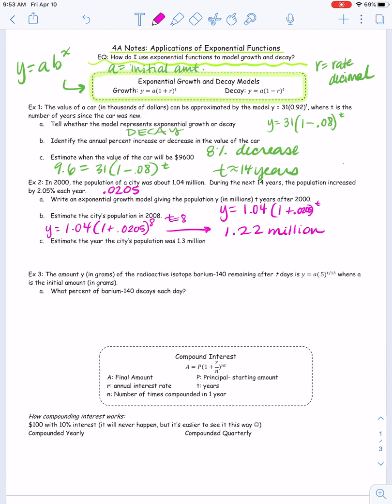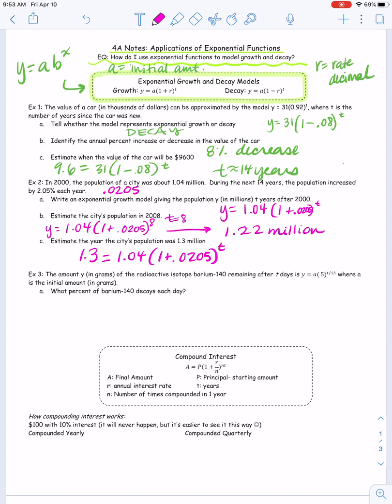Part C, it says estimate the year the city's population was 1.3 million. Okay, so that's a little bit more than what we just got. So we know it's going to be after the year 2008, right? Because it needs to get higher. So that is our y value. 1.3 million is the y value that we're trying to achieve. Our initial value, the rate of growth. Now I want to know what t value is going to give me that population of 1.3 million. So this is the same thing we did in number 1, part C.